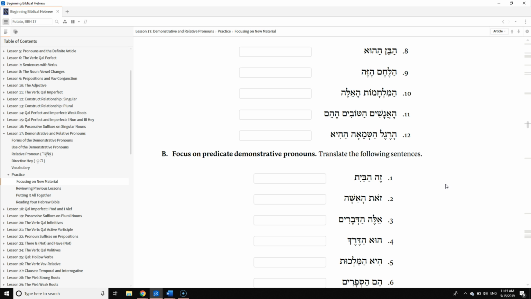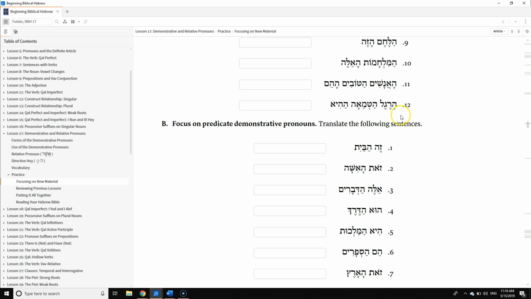Number 11, ha'anashim hatovim hahem. Ha'anashim is going to be the men. Hatovim, the good ones. The men, the good ones. Those. So here again we've got haim, which usually means they, but because it's functioning as an adjective, it's a far demonstrative and it's plural. So this would be those good men in English.